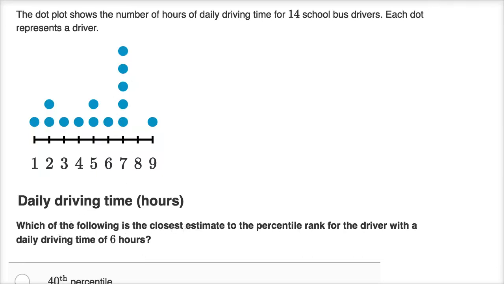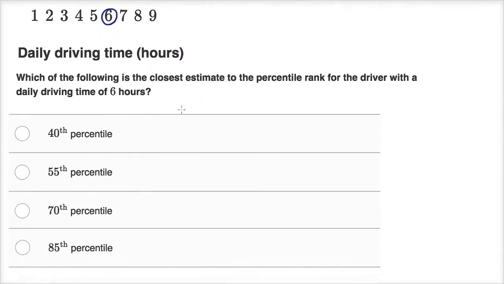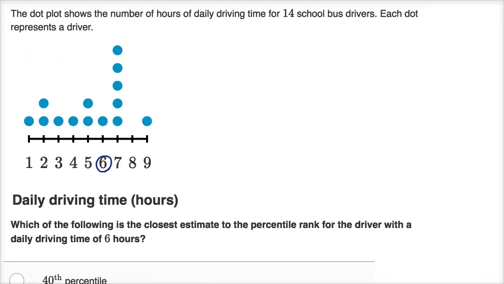Which of the following is the closest estimate to the percentile rank for the driver with a daily driving time of 6 hours? And then they give us some choices. So pause the video and see if you can figure out which of these percentiles is the closest estimate to the percentile rank of a driver with a daily driving time of 6 hours.